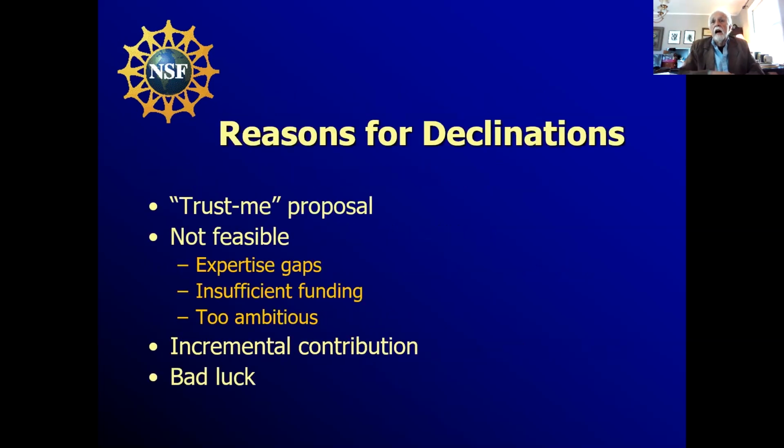Okay, reasons for declines. The Trust Me proposal is a common one. That is, the PI has a good idea. It's an important topic. The new information would be useful. So the potential broader impacts are great. The PI says, look at me. I've won a Nobel Prize, or I've got this great resume. And so give me the money and I'll figure out what I'm going to do with it to address this significant issue. That's a trust me. You can do better than that.